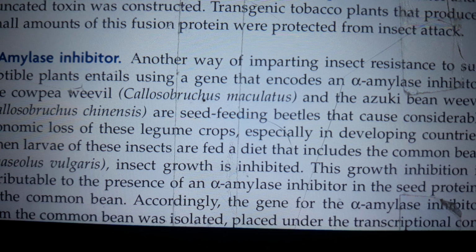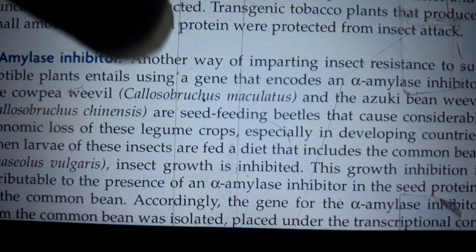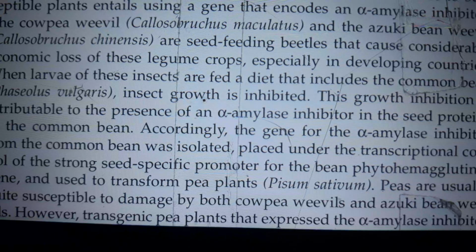Alpha amylase inhibitor, another way of imparting insect resistance to susceptible plants, entails using a gene that encodes an alpha amylase inhibitor. The cowpea weevil, Callosobruchus maculatus, and the azuki bean weevil, Callosobruchus chinensis, are seed-feeding beetles that cause considerable economic loss of these legume crops, especially in developing countries.